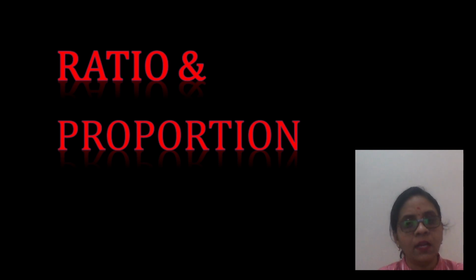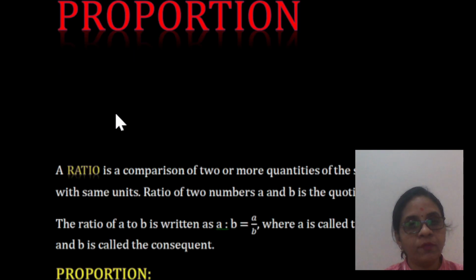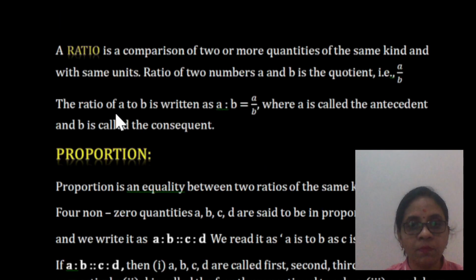So let's get started. Children, what is ratio? All of you know the definition of ratio, right? Ratio is a comparison of two or more quantities of the same kind with the same unit. Same kind and the same unit means that if you are comparing the weights of two people, the weights of both the people should be in kgs or in pounds. Similarly, if you are comparing the heights of two people, the heights of both should be either in centimeters or in meters, or if they want in feet. The unit should be the same.